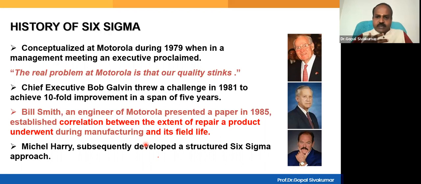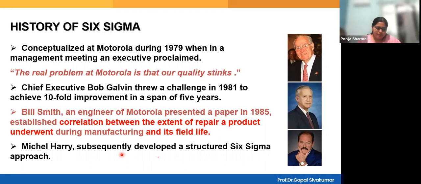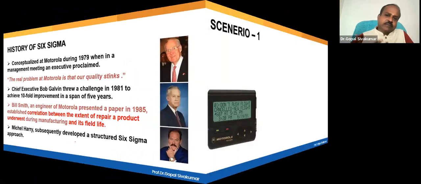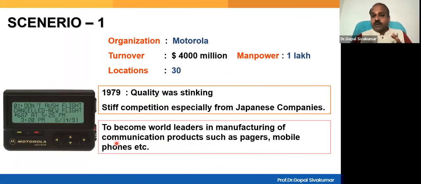Bill Smith and Michael Harry together developed a structured approach to correct all the existing failures, as well as to prevent the anticipated failures. There are two things. One is all the existing quality issues, they are able to fix. And another is what kind of quality issues may come in the future. They could even use Six Sigma for prevention. But depth of understanding of the subject is required so that you can use it for both purposes, correction as well as prevention. So Motorola, you can see the numbers behind Motorola, the turnover, the manpower, the location.